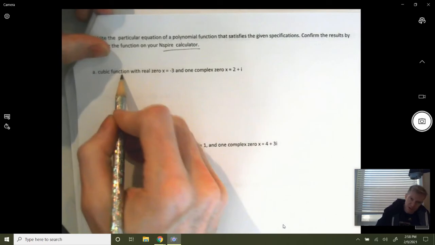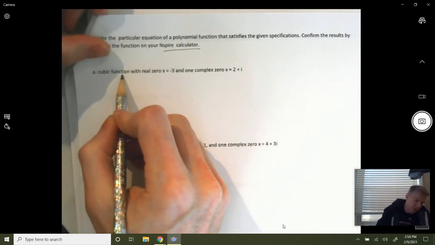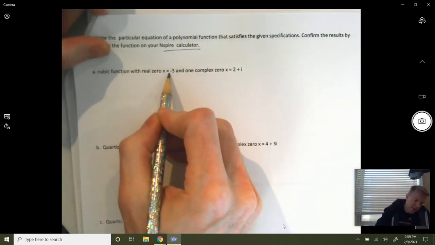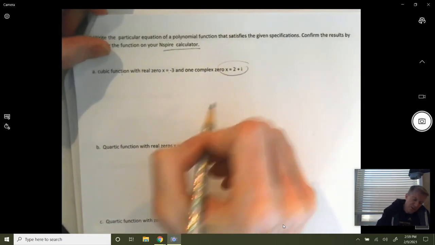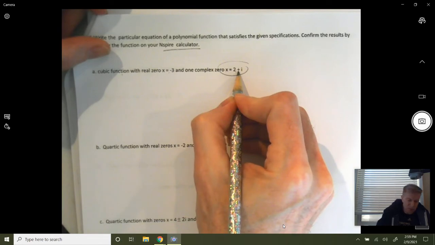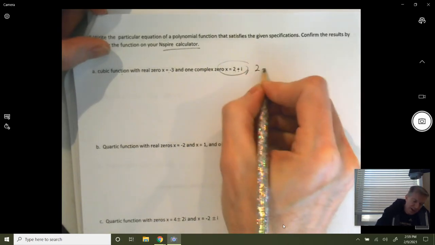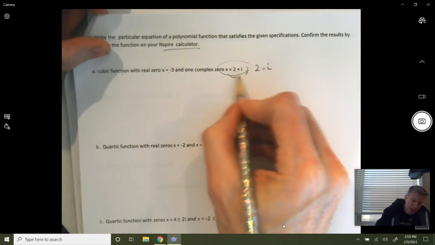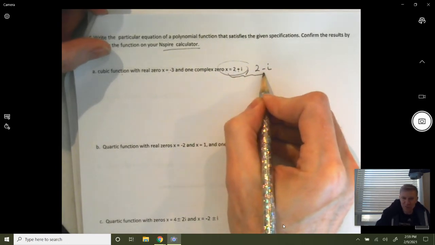It's a cubic function, which means there are 3 zeros. One of them is x equals -3. And then we've got 2 here. They tell us one is 2 plus i, but this is a complex solution, so it will always come in complex conjugate pairs. So the other one will be 2 minus i. Let's find a quadratic with these two solutions first.